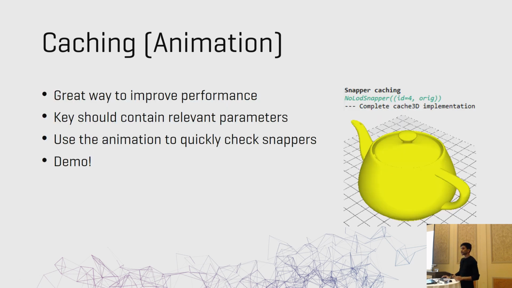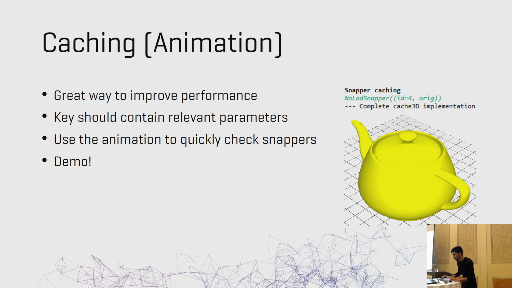Okay, next we have caching. Developers sometimes forget to cache their models. It happens to all of us. And it's always nice if your QAs can actually find these problems before you release the extension, right? Before your users start using it. So we have a cache animation now. You just select a snapper, and it will show you whether or not it has a complete cache 3D implementation.